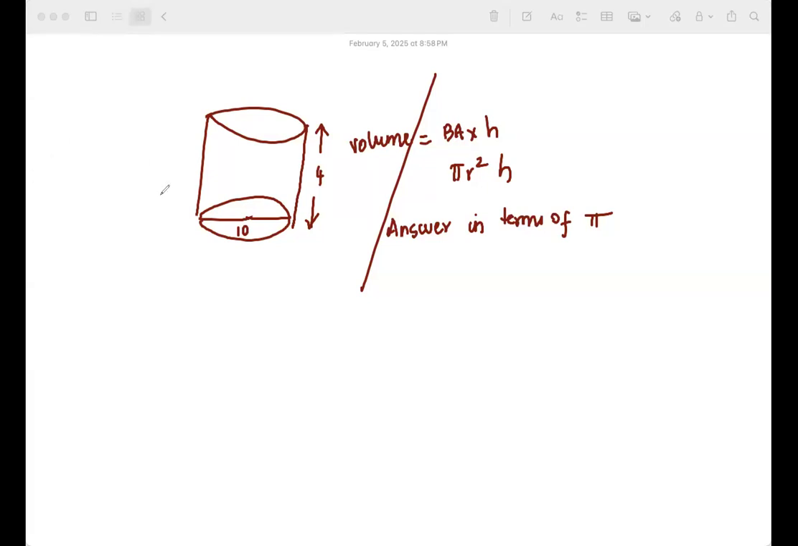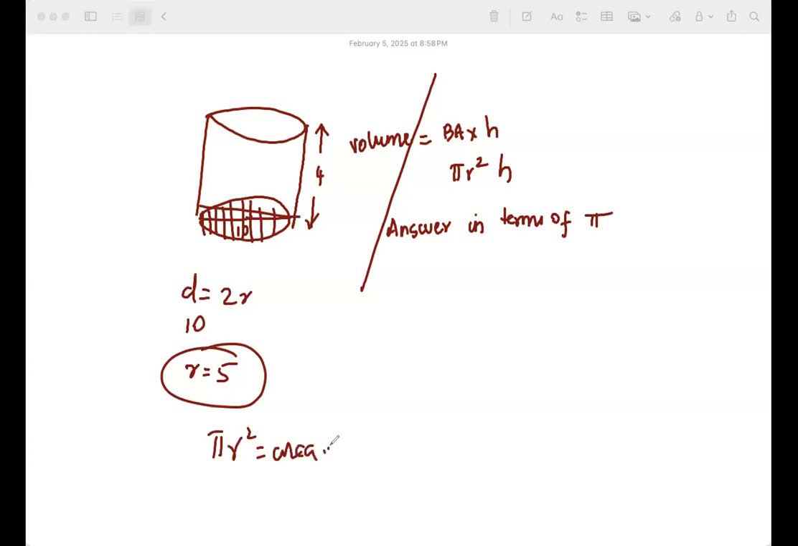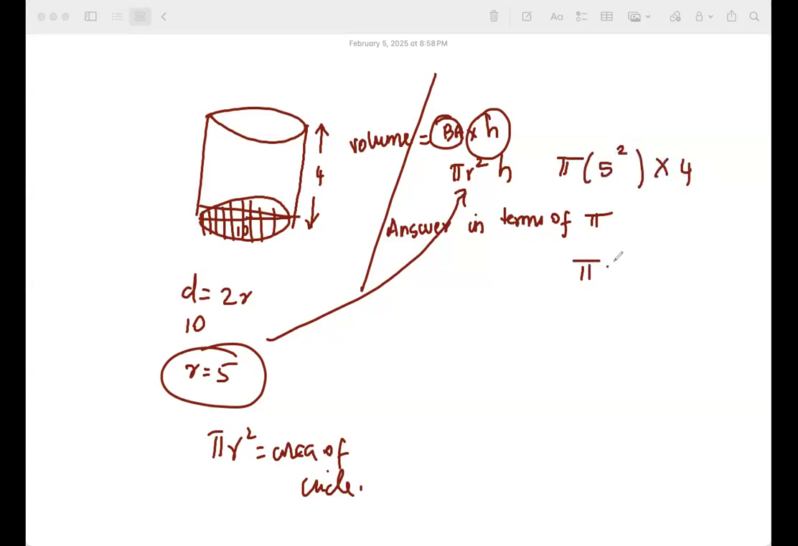For a circle, diameter is the longer one. Diameter is 2 radius. If the diameter is 10, radius is 5. You got it? Pi r square is the area of the circle. Volume is always base area times height. Okay, to answer Hannah's question, how to put it in terms of pi. So radius is 5, right, Hannah? Pi times 5 square times 4. What is that? Pi times 25 times 4. 100 pi. Does it make sense, Hannah?